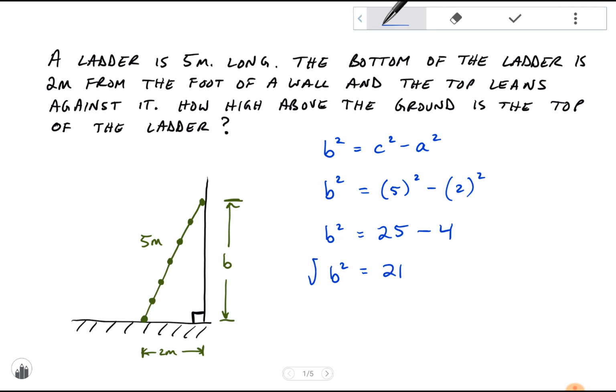To get B, we take the square root of B squared, so we square root each side. And then we use our calculator, and we'll get B equals 4.58. We can round that off to 4.6. Our units here are meters. So the ladder is 4.6 meters above the ground.